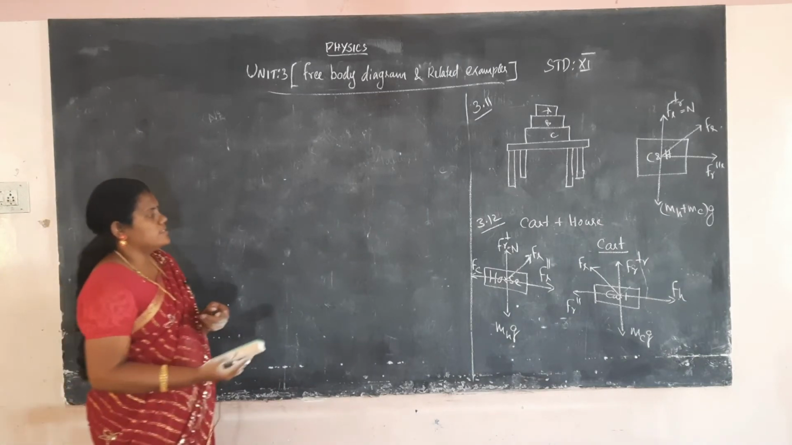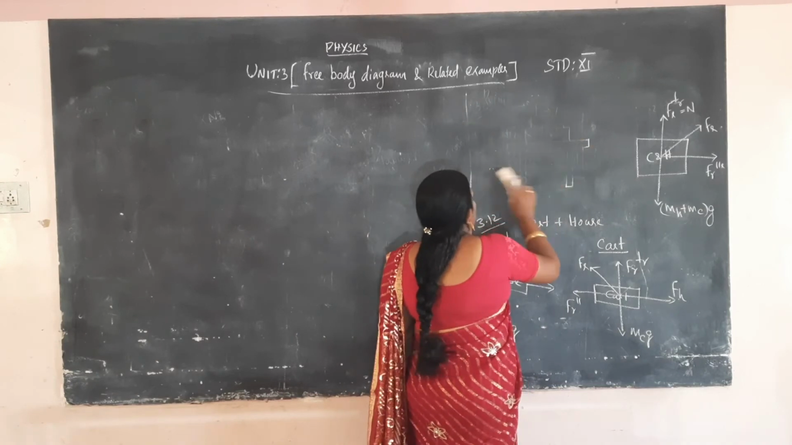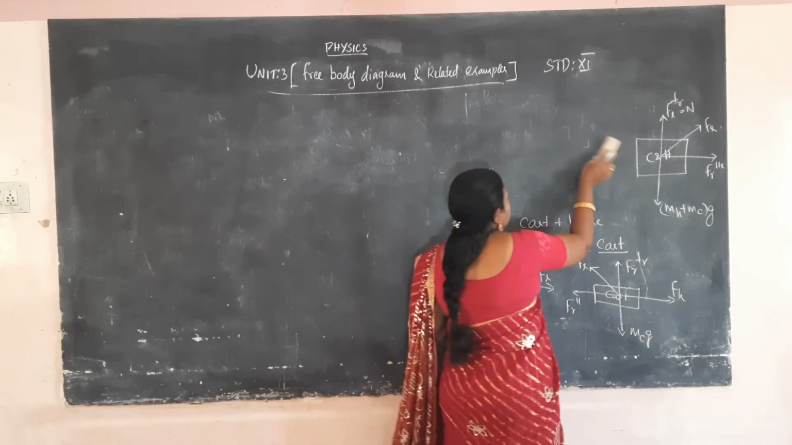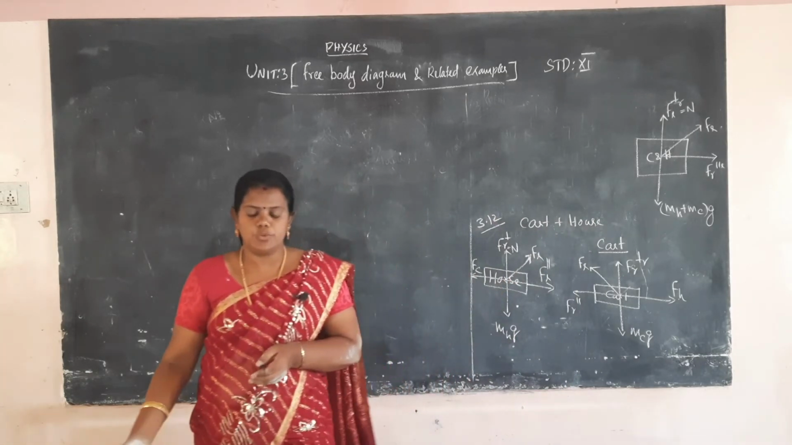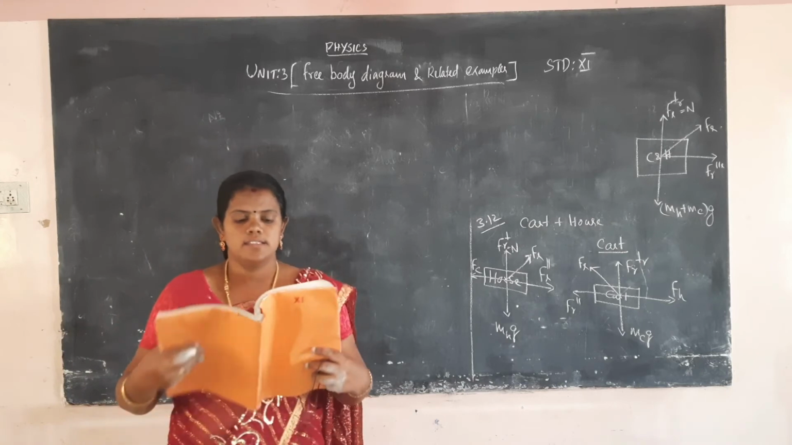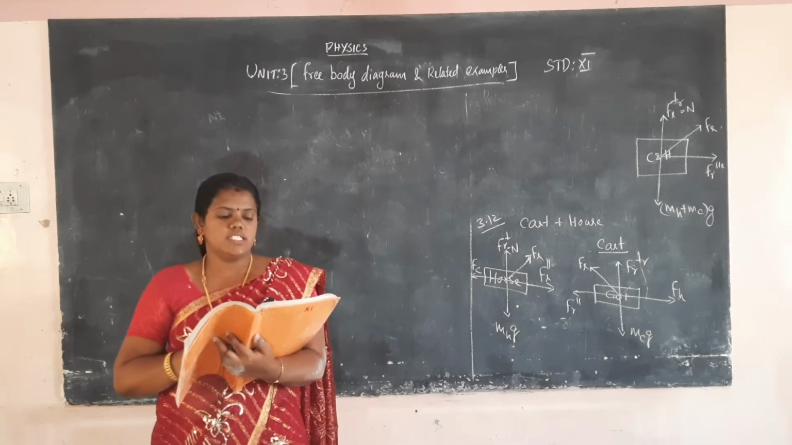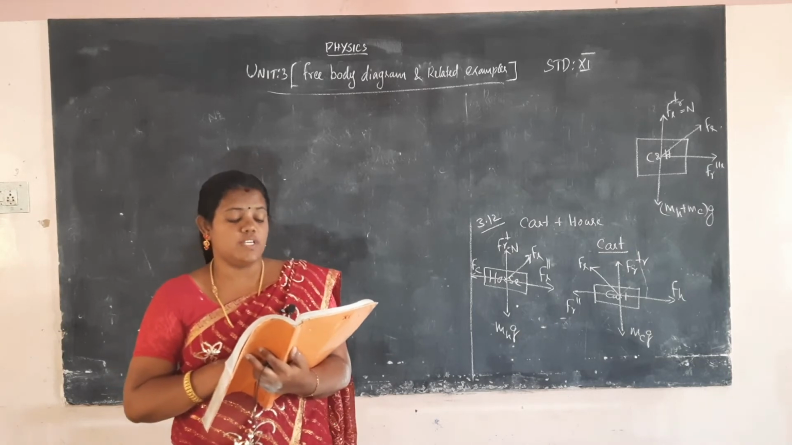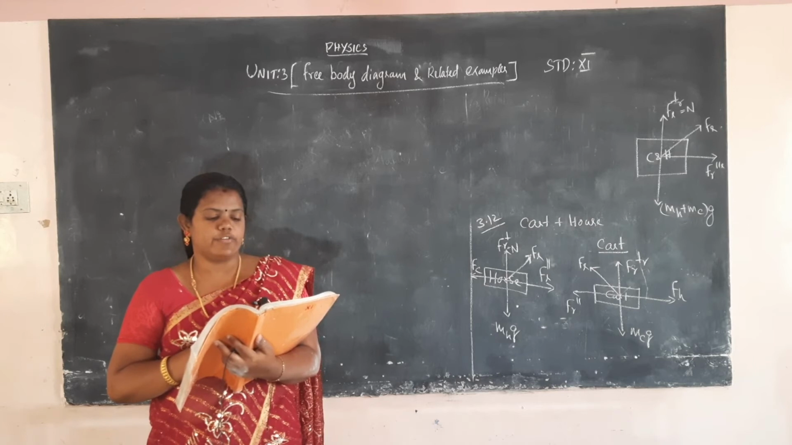And last example, 3.12. I explain the problem first. Consider a horse attached to the cart, which is initially at rest. If the horse starts walking forward, the cart also accelerates in the forward direction.